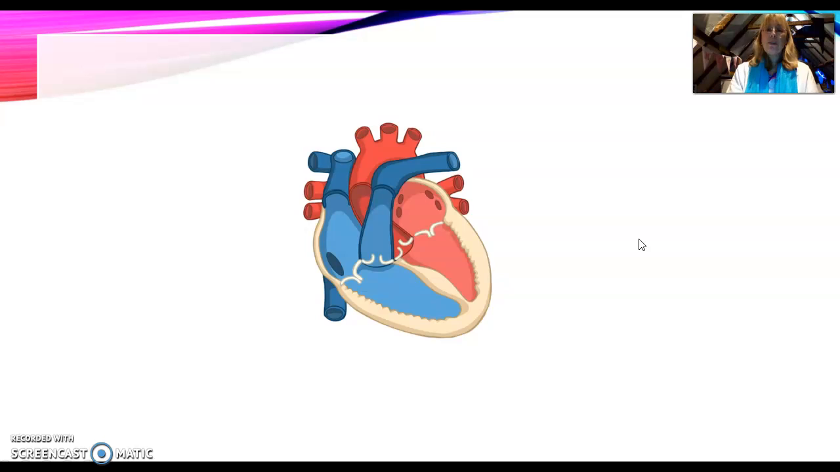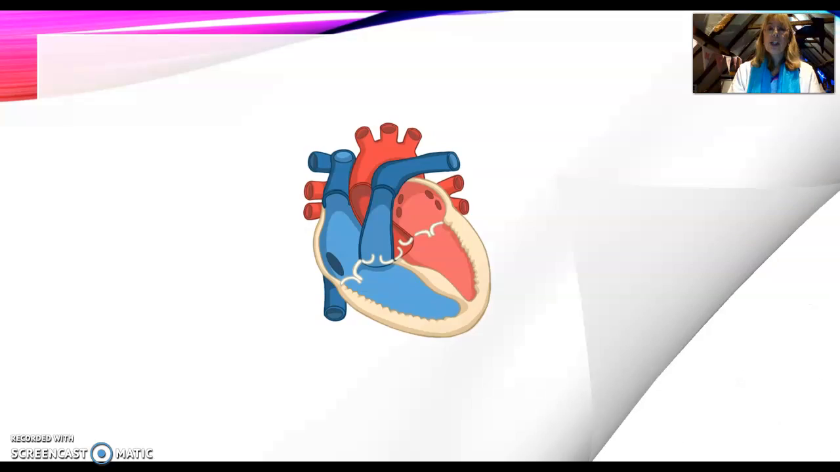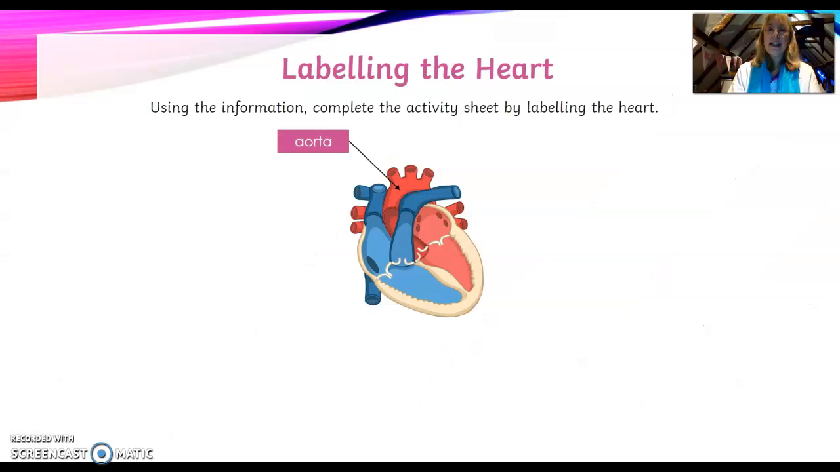You may want to pause the video and print the sheet where you have got this diagram. What we're going to do now is we're going to label it. We always label it in pen with a ruler for the label lines and try and avoid crossing label lines as we go. So the first label we're going to put in is the aorta, and that is the main blood vessel taking oxygenated blood away from the heart to the rest of the body.